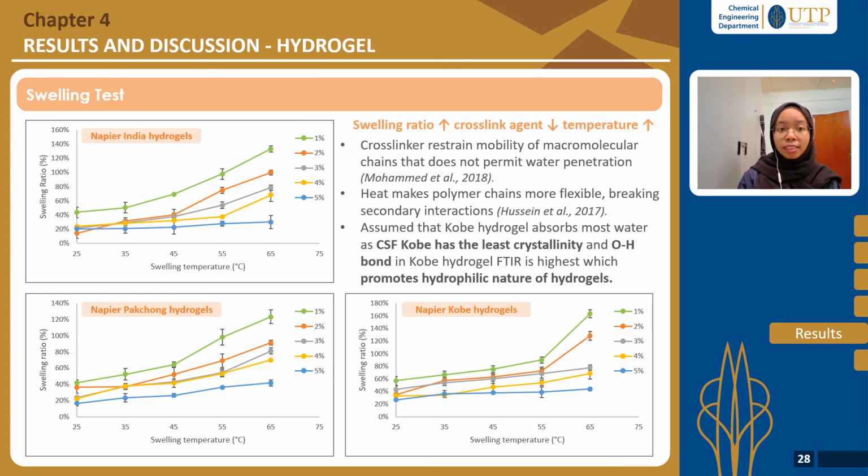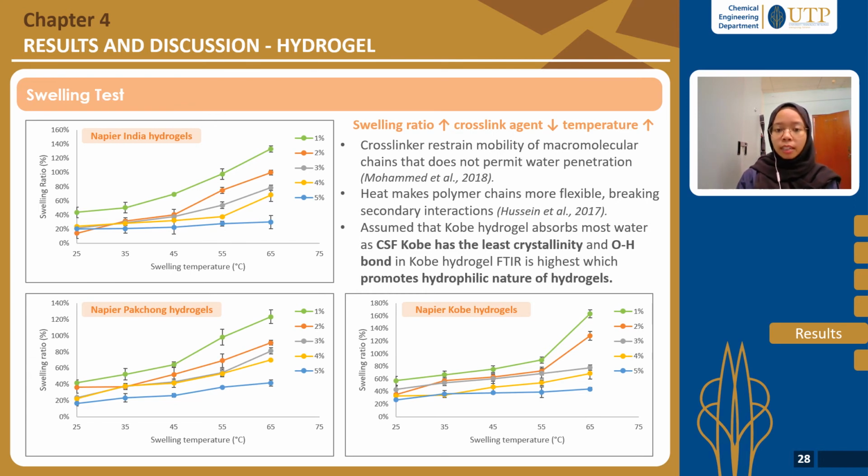Now we have reached the swelling test for hydrogels. The results show that the swelling ratio increases as the cross-link agent decreases but as the temperature increases. The reason why is that the cross-link restrains the mobility of macromolecule chains, which does not permit water penetration, thus it depresses the water uptake. To explain the temperature effect, the heat makes polymer chains more flexible, thus breaking the secondary interactions. When they break, it gives more room for water uptake.